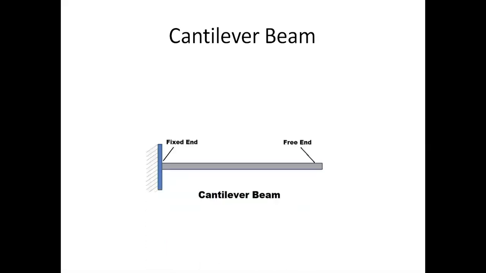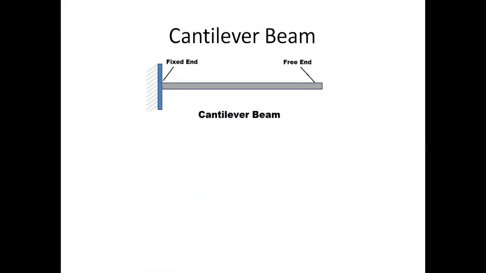So we have seen what a cantilever beam is. Just now I said a cantilever beam will have two ends. One is a fixed end, the other one is a free end. At the fixed end it will be fixed and the other end is free.